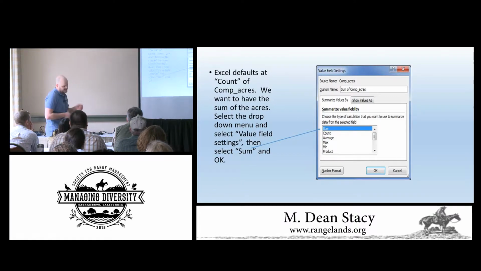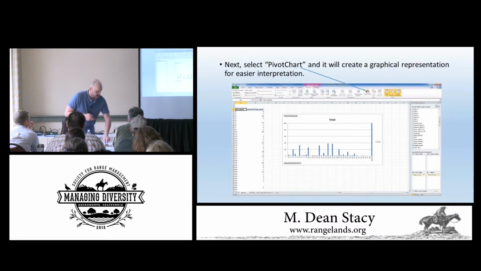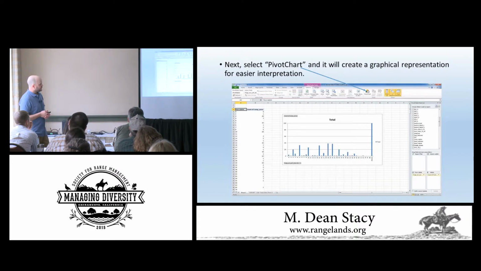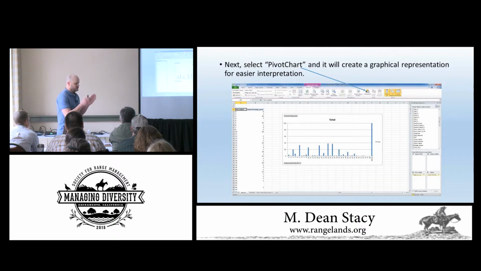And Excel defaults at the total count of those attributes you're looking at, but we want the sum of the acres. And so you have to go in there and change that. And what this does, if you're like me, I'm very visual, and so you'll hit the pivot chart thing there, and it'll bring up this graph there that you can look at to analyze your data. And you want to make sure when you're doing this that you don't capture any outliers. You want to think about the central concept of that ESD that you're working with, and use that data to enter into ESIS.